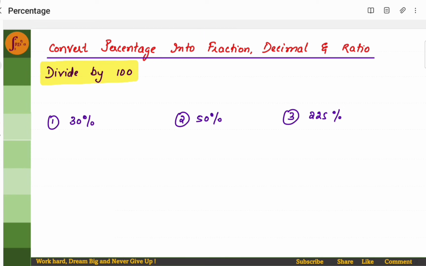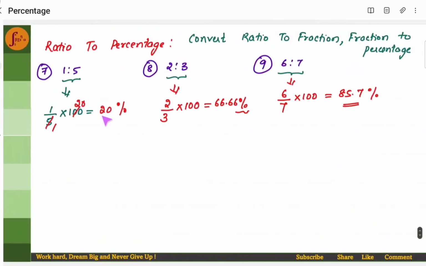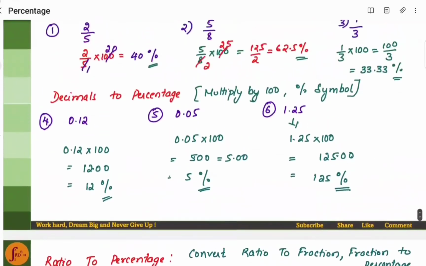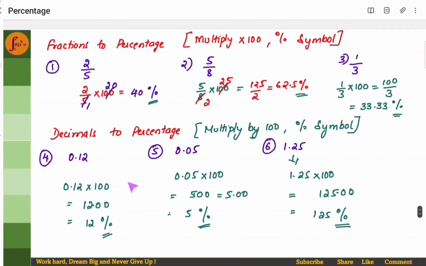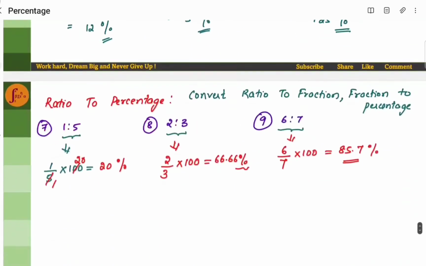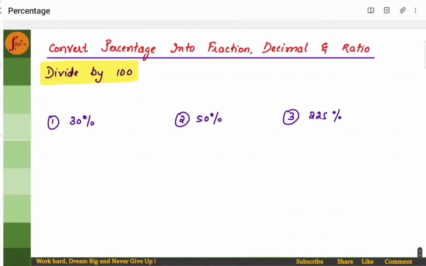Earlier we multiplied by 100, everywhere we multiplied by 100. Now we'll do the opposite. Now we will divide by 100. So say I have 30%. What I'll do is just divide by 100. That's all. Forget the percent symbol. You will write 30% as 30 by 100.